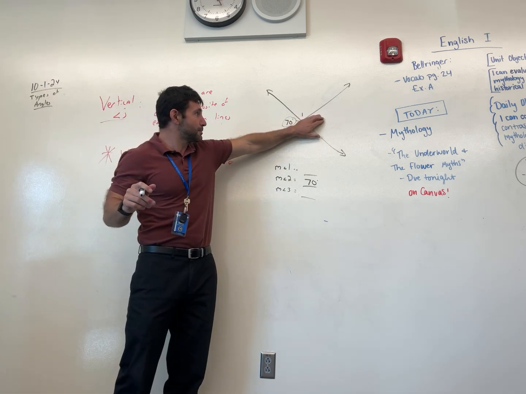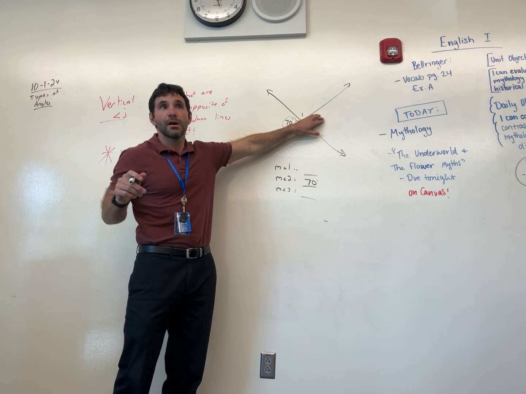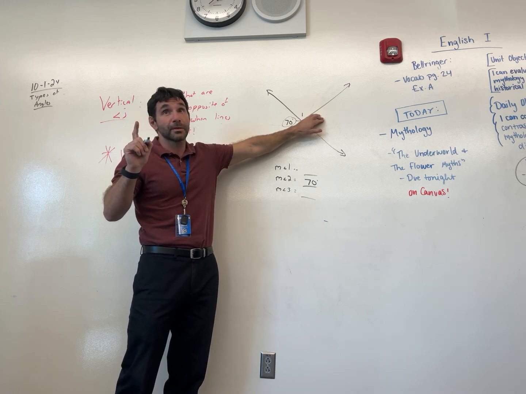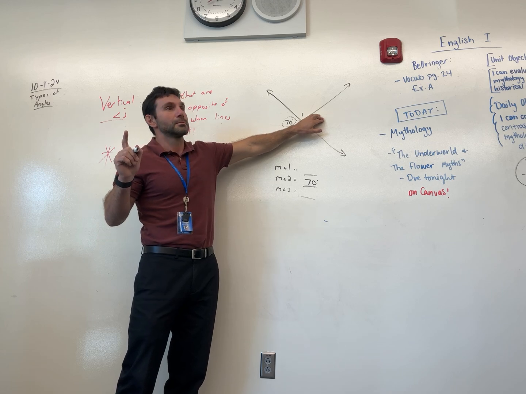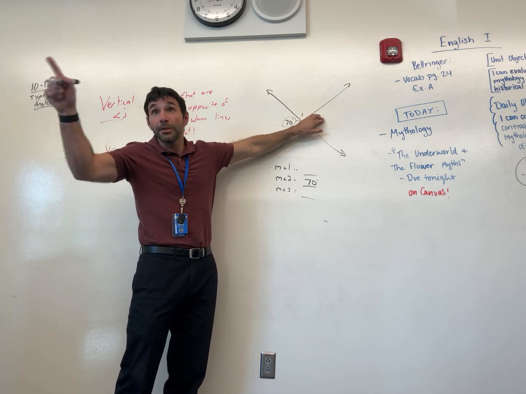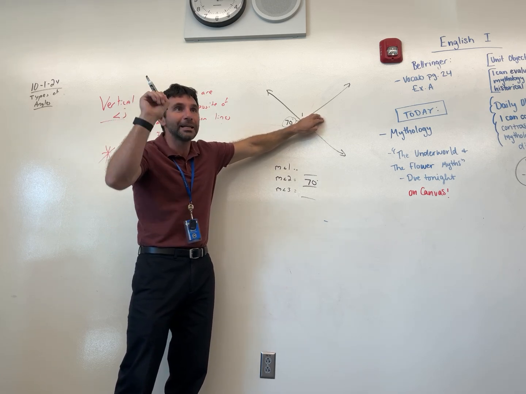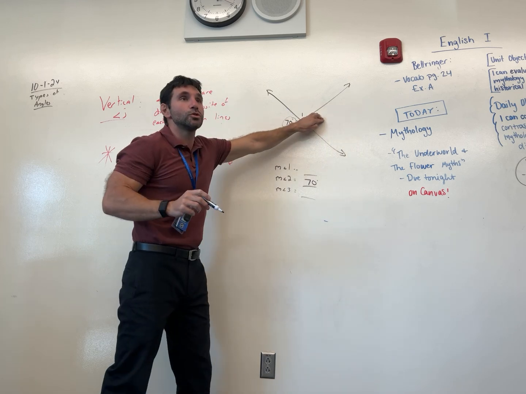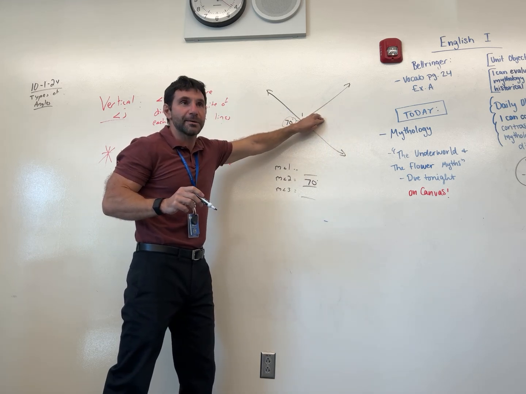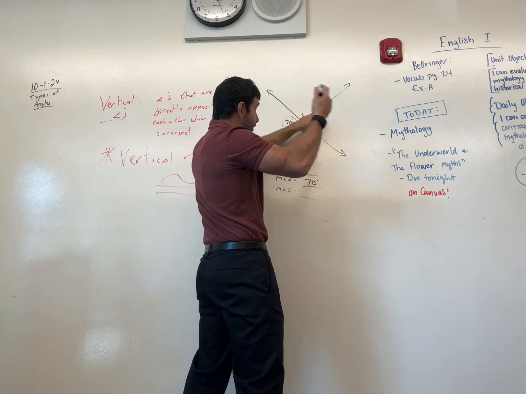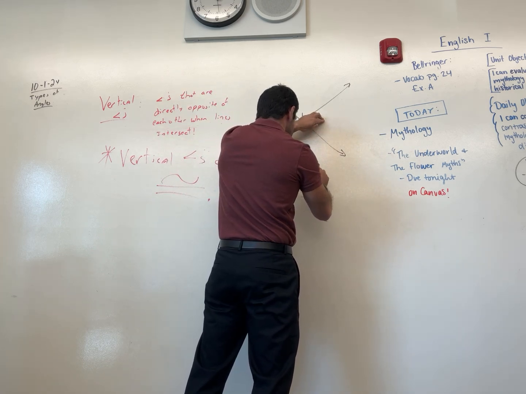Notice if I cover this up, 70 and angle 1, they form what type of pair? We just went over it. What type of pair do they form? They are supplementary, but what pair? Linear pair. They form a straight line. What do two angles on a line have to add up to? 180. So I could say 180 minus 70, or 70 plus 1 equals what? It's going to be 110.